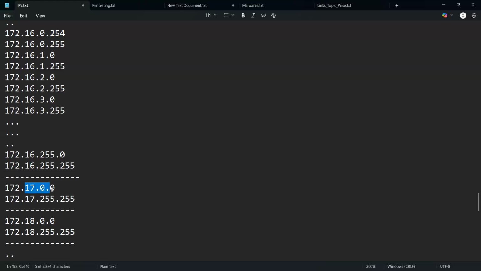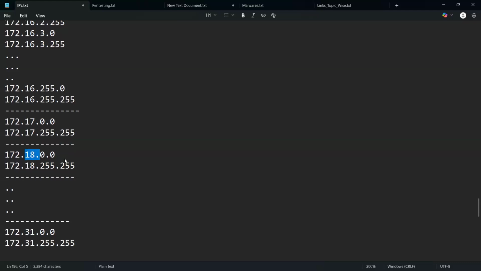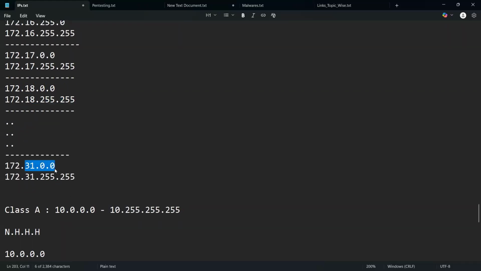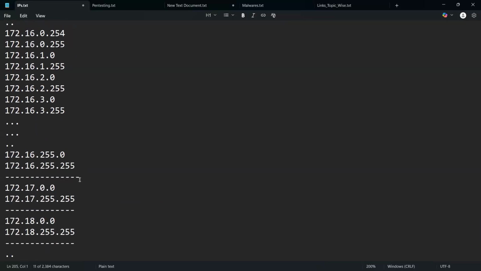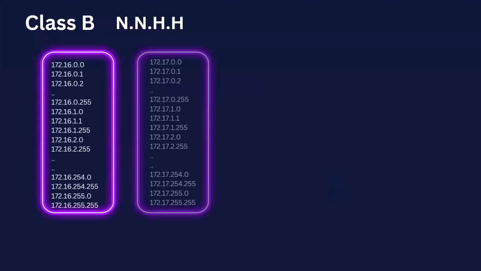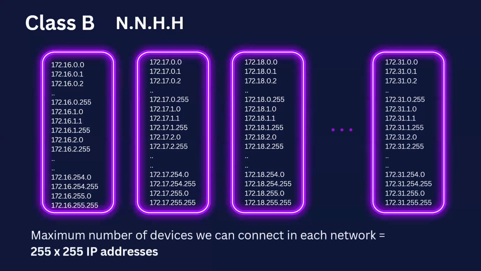After that, you have 17.0, which goes up to 17.255.255. Then you have 18.0, and the network divides again. From 18.0 to 18.255.255, that's the next network. 19.0 to 19.255.255, that's the next network. 20.0 to 20.255.255, that's the next network. Like that, you have the last network from 31.0 to 31.255.255. Since you have two host portions, in each network you can connect a maximum of 255 times 255 IPs, which is a much larger number, equivalent to about 65,535 devices.